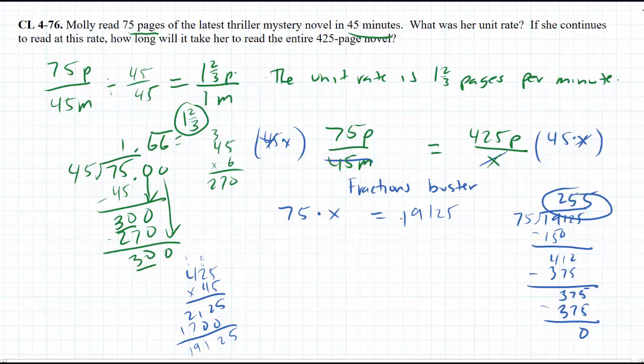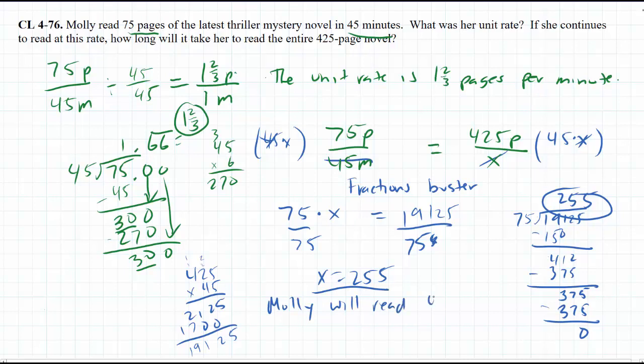So, if we divide both sides by 75, we'll get x equals 255, which means Molly will read 425 pages in 255 minutes.